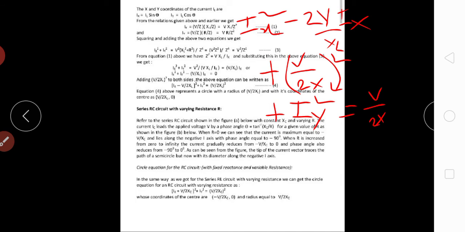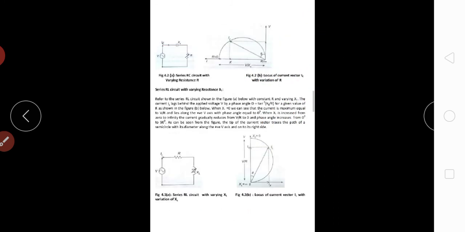Okay, now the circle equation for the RC circuit with fixed reactance and variable resistance. In the same process, if you do it like this, finally we get this equation: (Ix + V by 2XC)² + Iy² = (V by 2XC)². For this equation, the center equals (minus V by 2XC, 0) and the radius equals V by 2XC.